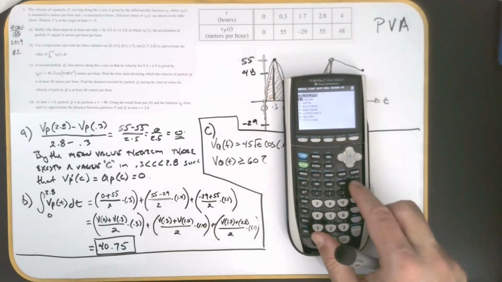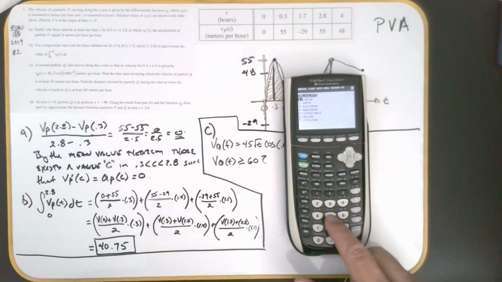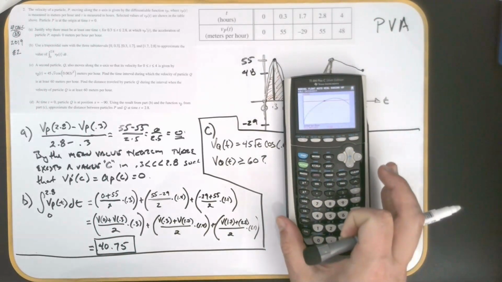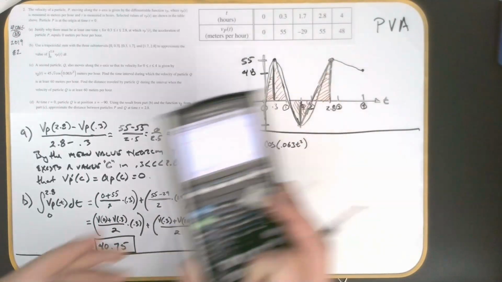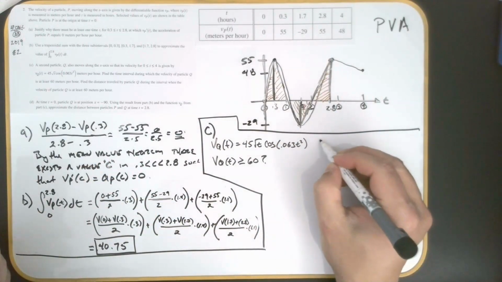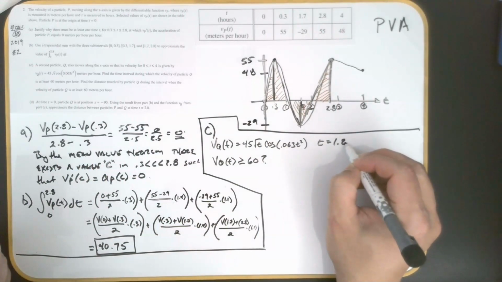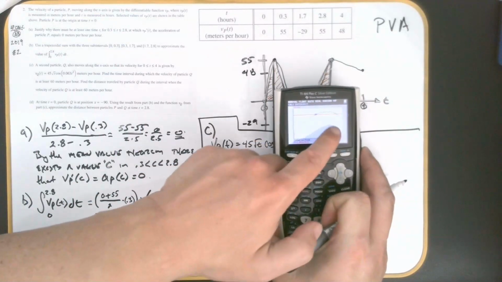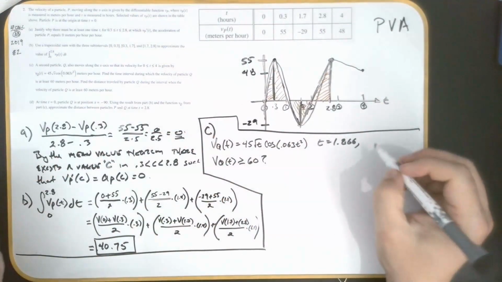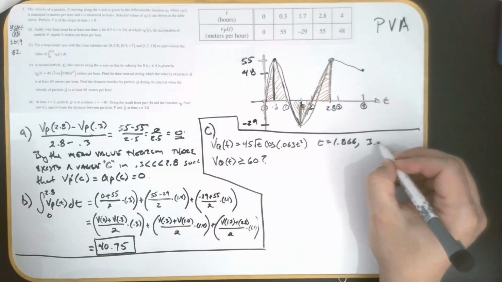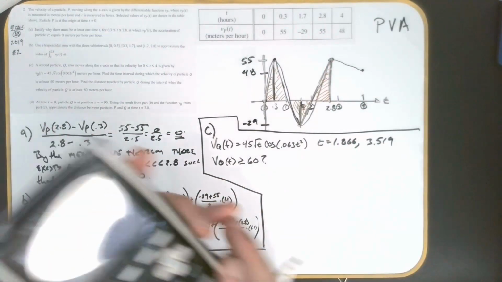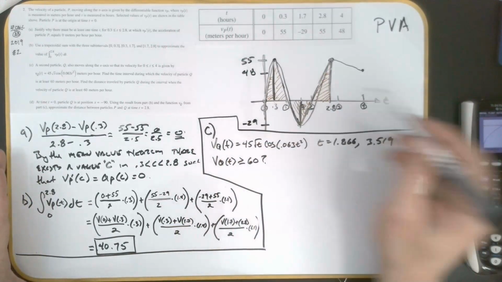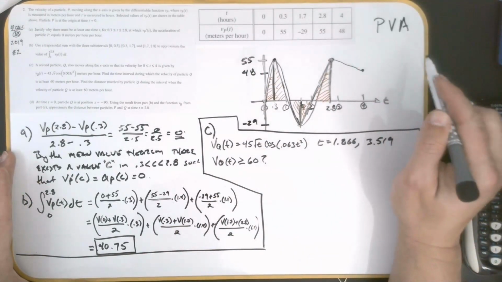So I go to my calculator and I say, where do those intersect? First curve, second curve, guess, and I get 1.866. So where does this happen? This happens at t is equal to 1.866. And for the sake of time, I'll give you that second one. You could see it intersects a second time over there, and that turned out to be 3.519. Calculator skills.